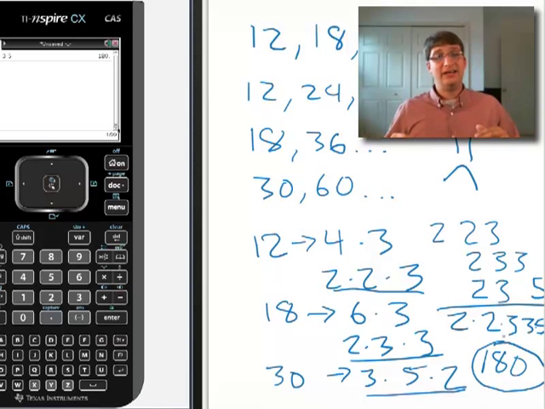Now, you could again have done this by listing out all the common multiples, but that would have taken a very long time. So this is another reason why I showed you that shortcut trick, because that will save you some time. So there's common multiples. Hope that helped.